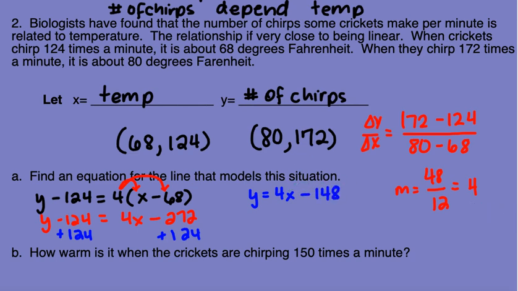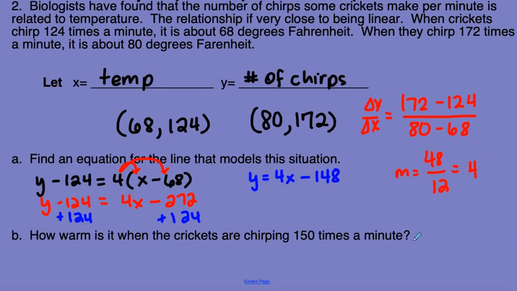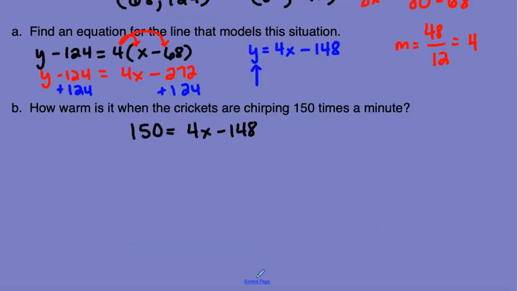Okay, so remember, x was temperature, y was number of chirps. The question now asks you, how warm is it when the crickets are chirping 150 times a minute? So that means I'm going to let y be 150. So 150 equals 4x minus 148, and I'm going to add 148, which gives me 298 equals 4x.